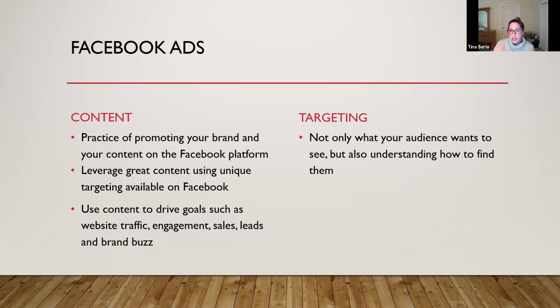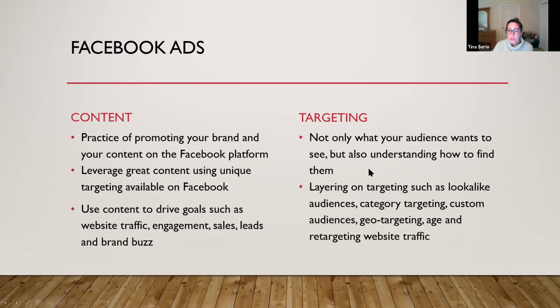So in terms of targeting, not only are we talking about what your audience wants to see, but also understanding how to find them. So you can layer on different types of targeting, which we're going to showcase as we go through the ad, such as lookalike targeting, category targeting, different types of custom audiences like an email list. You can also layer on geo, age, and you can also do retargeting. We'll talk about what that looks like.